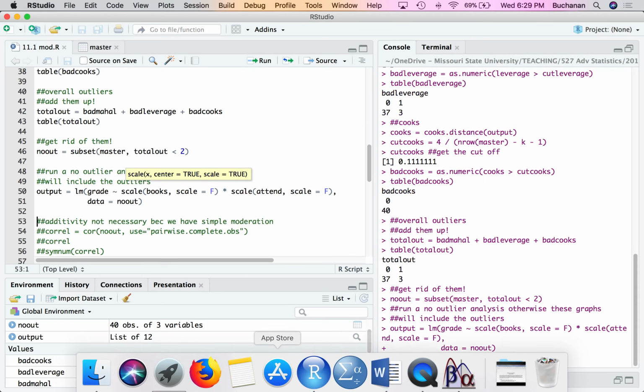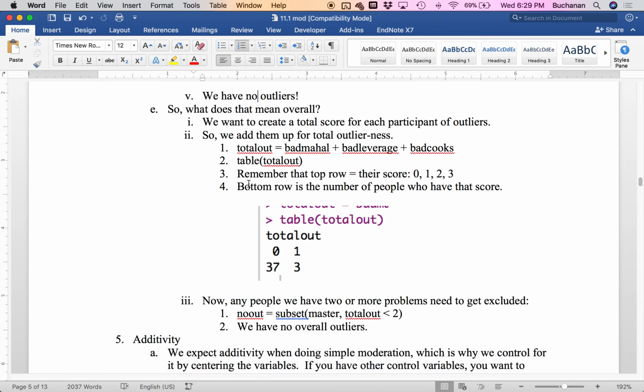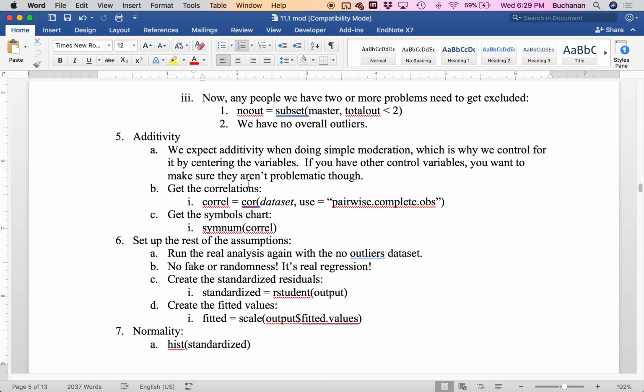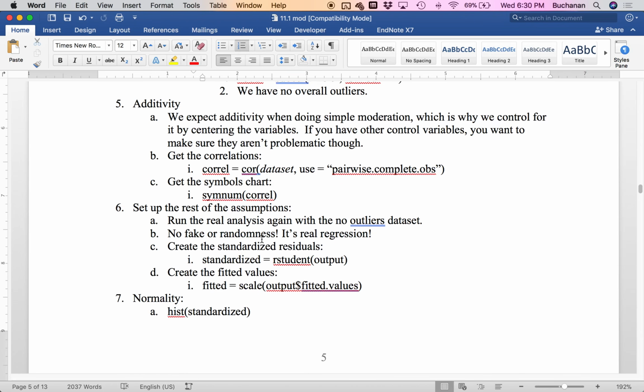No additivity necessary. Now, additivity would be necessary if you had control variables or other variables in the equation that weren't part of this interaction. You want to make sure that your variables don't go over 0.7 for suppression rules or 0.9 for multicollinearity rules. I've left the code in here so we can check those correlations, but at this moment I don't really need to. Okay. So no fake regression.